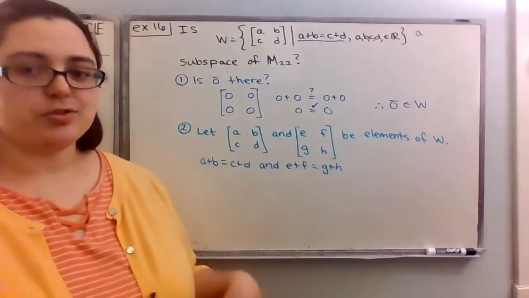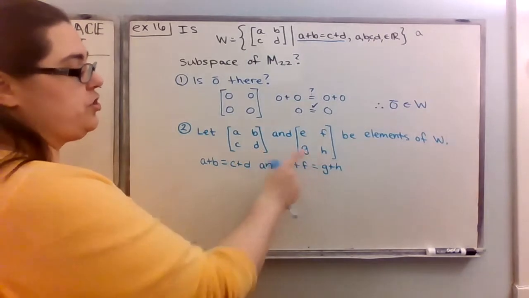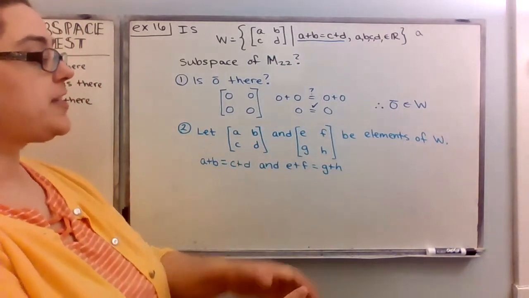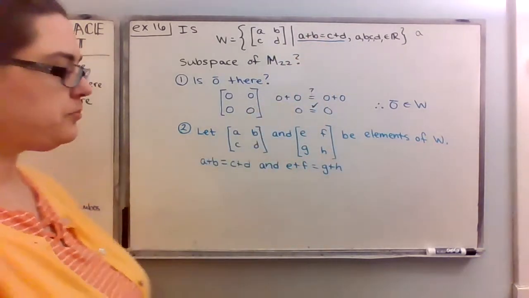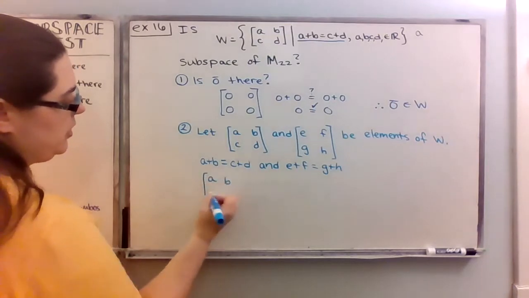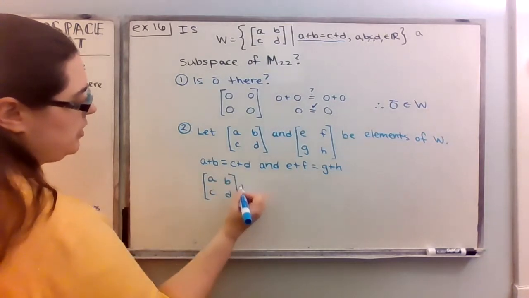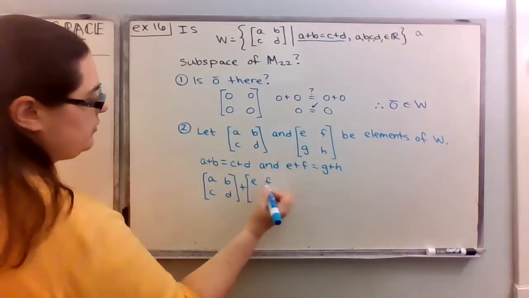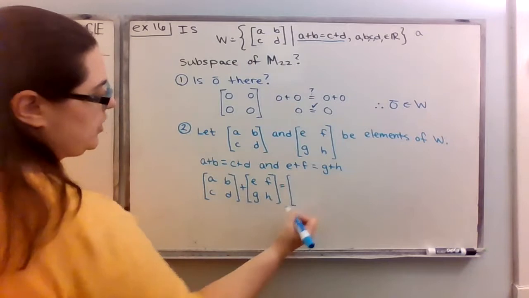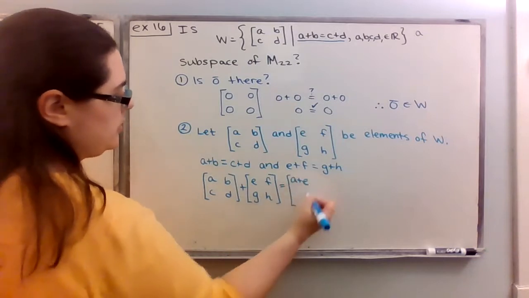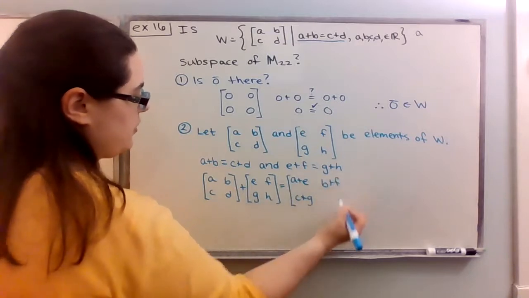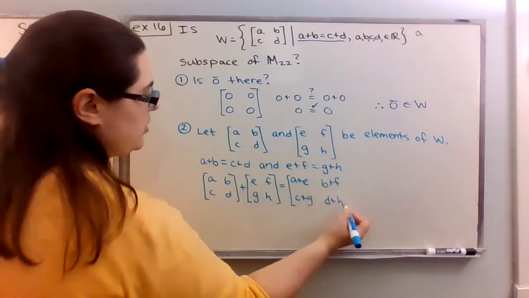So now what we need to do is we need to find the sum of these two generic matrices and see if the sum, the resulting matrix, satisfies this condition. So let's add them and see what we get. So we have A, B, C, D plus E, F, G, H. Well, that's just going to equal A plus E, C plus G, B plus F, and D plus H.